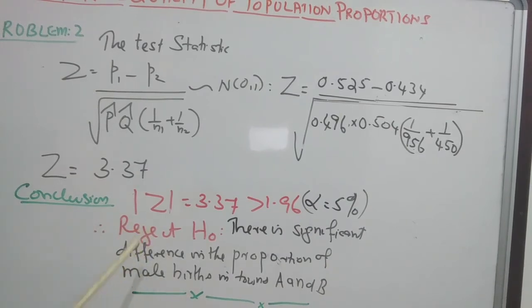Hence, the conclusion is reject H0. Hence, we accept our alternative hypothesis, that is, P1 is not equal to P2. That is, there is significant difference in the proportion of male births in towns A and B. That is our conclusion. We reject H0 and accept H1.